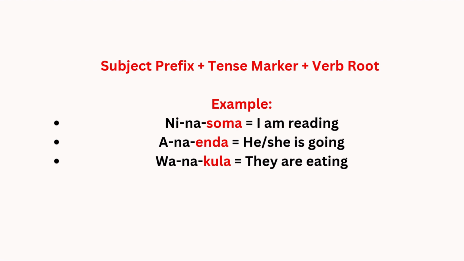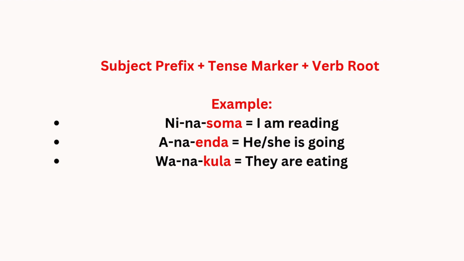Wanakula. Wanakula is they are eating. Wa is the subject prefix which shows the plural, they. They are eating.